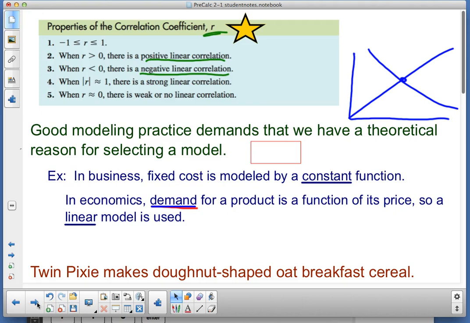In business, fixed cost is modeled by a constant function. In economics, demand for a product is a function of its price. You guys talked about the supply and demand curve. You've probably even seen this in social studies. The sweet spot is the price point where your supply and demand meet, and you're making a profit, and people are interested in buying whatever you're selling.